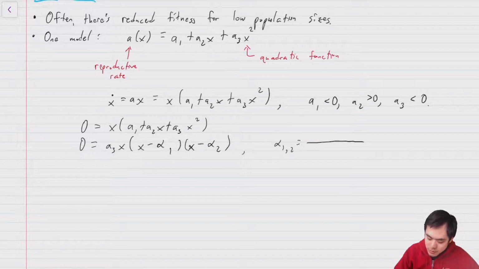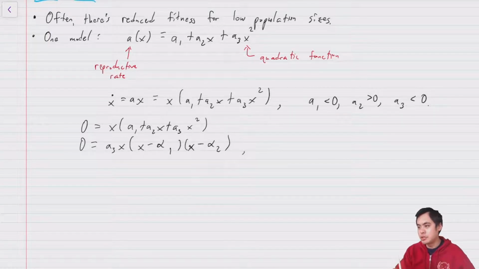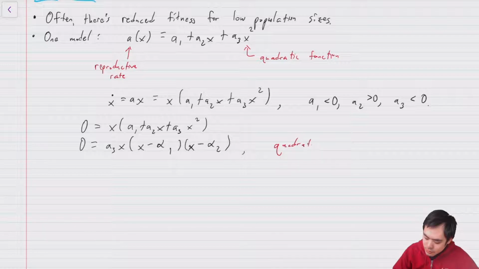Where alpha 1 and 2 is equal to minus b... Yeah, so I'm not actually going to solve it because you end up with a lot of coefficients, but you just apply the quadratic formula and you can solve for alpha, the roots of the quadratic equation.